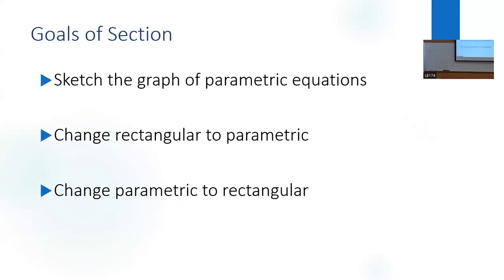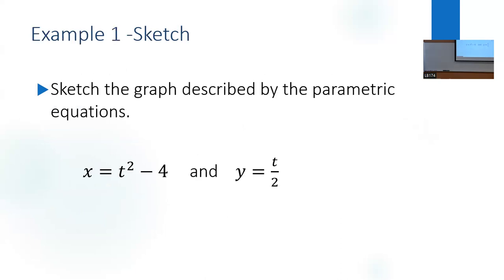All right. So for this section, what we're going to do is sketch the graph. We're going to change from rectangular to parametric. We're going to change from parametric to rectangular. Okay. So those are the things we're going to do in this section. In the next section, we'll do some calculus topics with parametrics. Right? But this section is just about understanding parametrics.